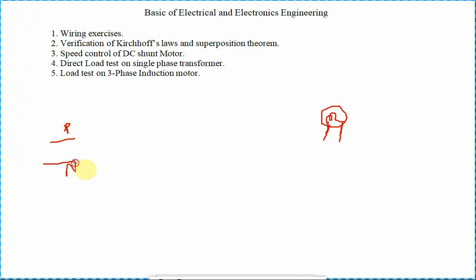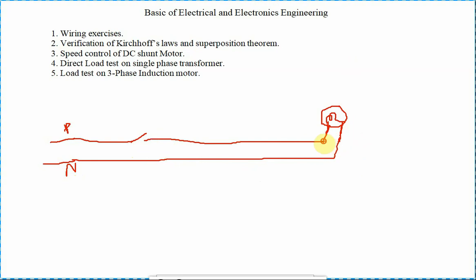That's all. Here the neutral is directly connected to one end of the lamp. Then the phase line, if you connect it directly, without using the switch, it will keep on turning on. So through the switch I will connect it to the lamp. That's all. This is the one lamp method: one switch and one lamp method. One switch is there, one lamp is there.